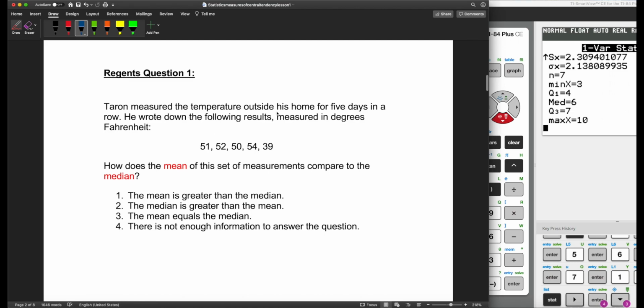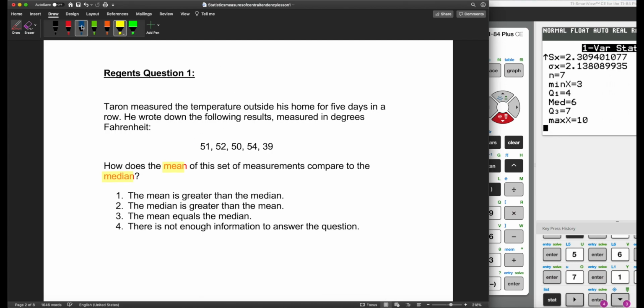Tehran measured the temperature outside his home for 5 days in a row. He wrote down the following results measured in degrees Fahrenheit: 51, 52, 50, 54, and 39. How does the mean of this set of measurements compare to the median?